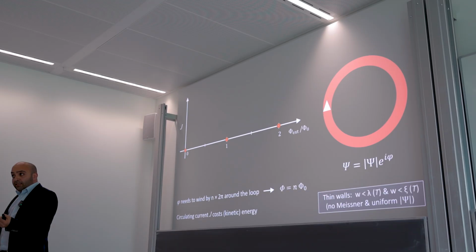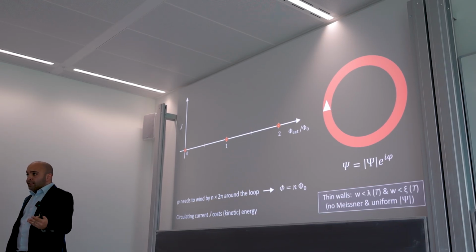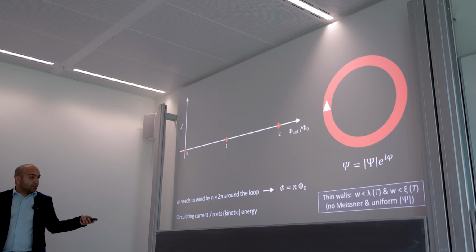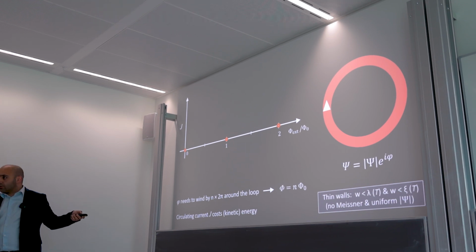The other rule is that the energy associated with the circulating current needs to be minimized. As I said, there is no free energy, and despite being dissipationless, when you have a supercurrent, it costs kinetic energy. So your superconductor tries to minimize that as much as possible while satisfying this goal. These are the two things you need to satisfy.